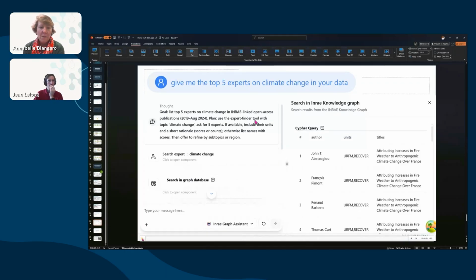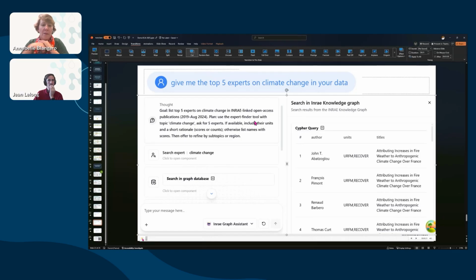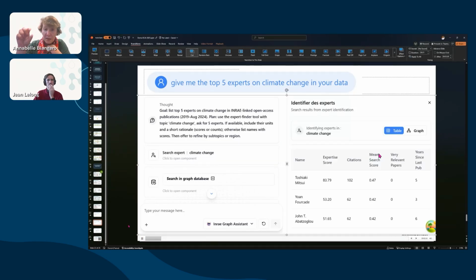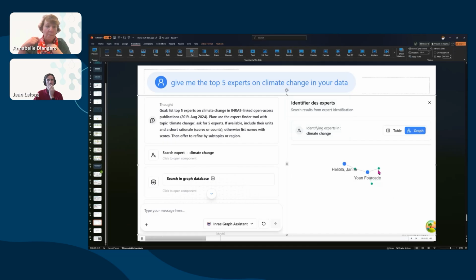Yeah, so this is also to show you the type of interface that we've developed alongside the solution. On the left, you have the user interaction interface, where the system gives its thoughts and explains each step of what it's doing. And on the right, you have the details of the different queries. And so you have tables, you have graphs, you have the extract of every single step. So you can check the information that it's giving.